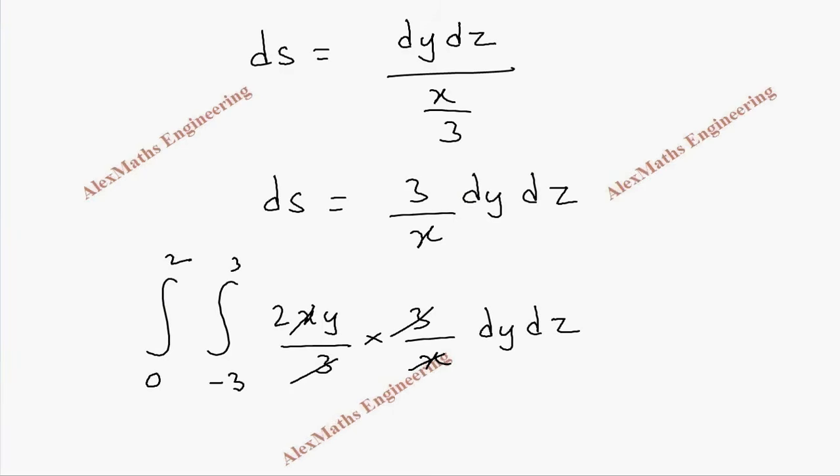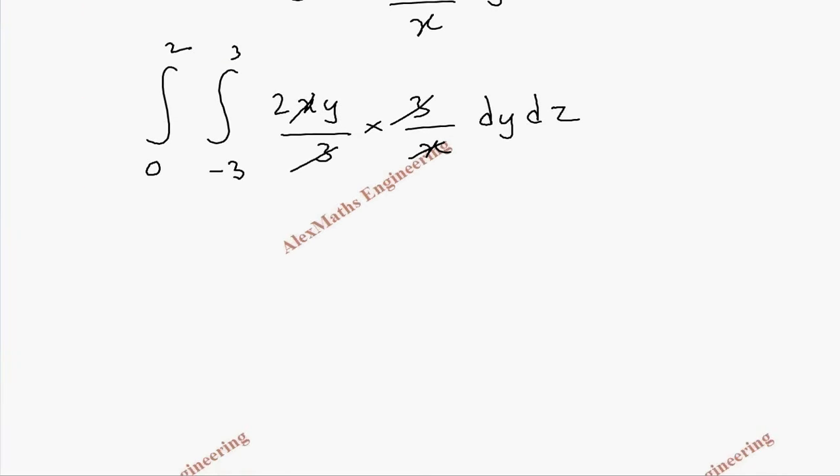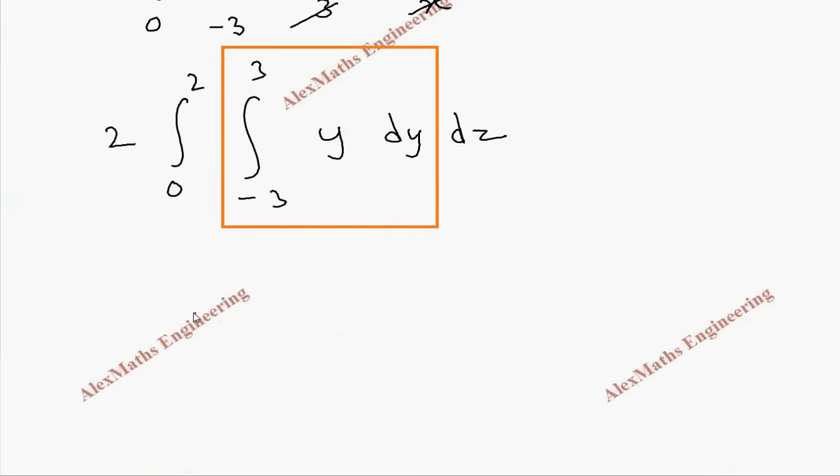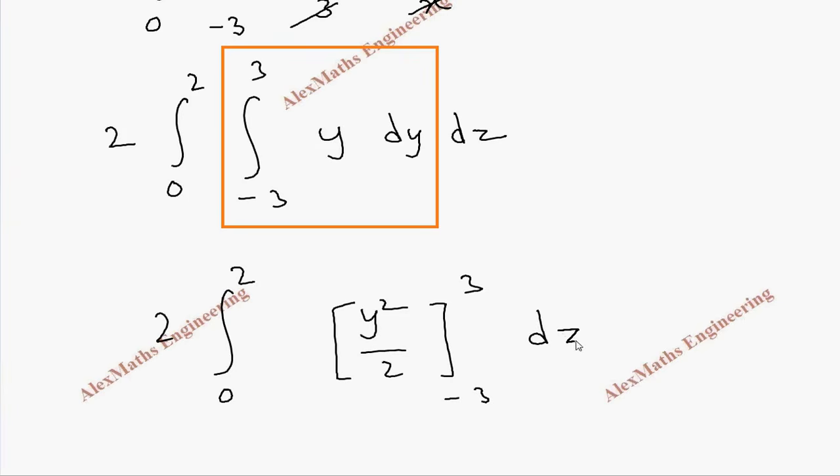So now coming to the integration of this, we are going to evaluate with respect to y first. So integral 0 to 2, integral minus 3 to 3, 2 can be taken out. We have y dy dz. The first integration is with respect to y, so it is y square by 2. So 2 integral 0 to 2, y square by 2, and the limit varies from minus 3 to plus 3, dz.